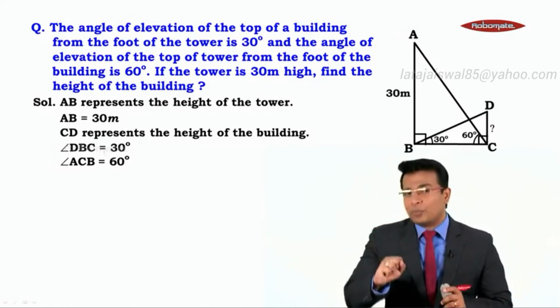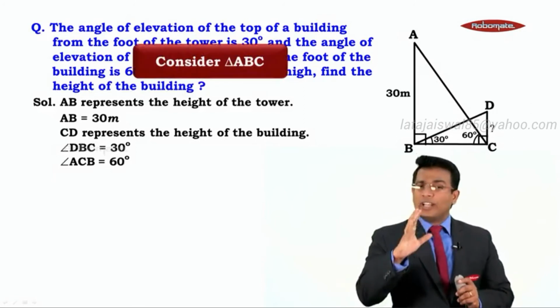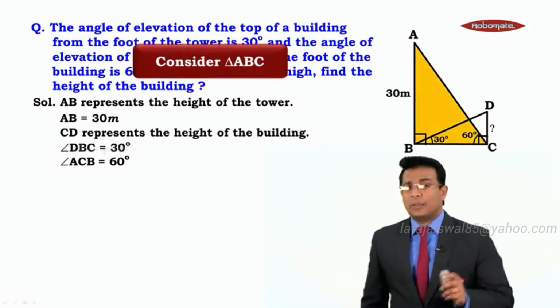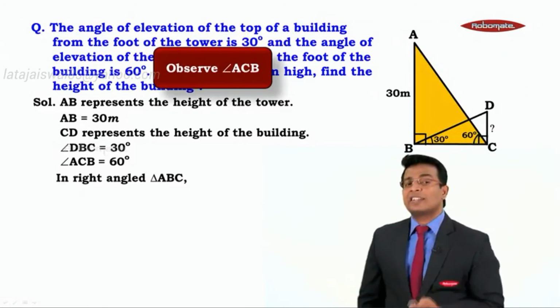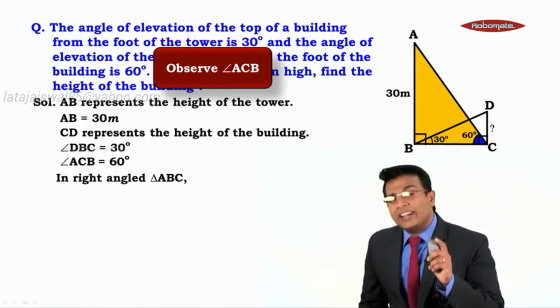Okay, that's a major point. That's the most important point. Remember that. So let's consider one right angle triangle, that is triangle ABC. In that right angle triangle, look at the acute angle which is known to us, that is angle ACB. Now for that acute angle, let's see what is given to us.